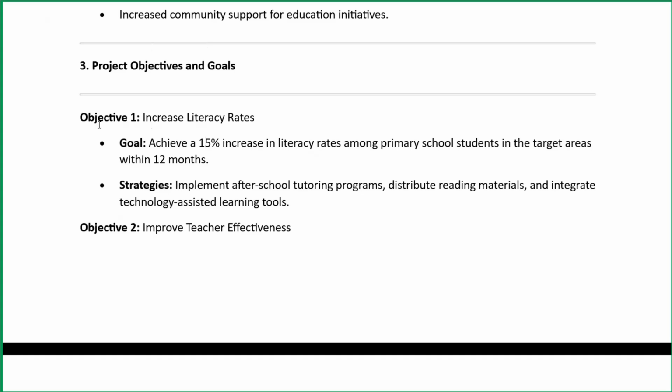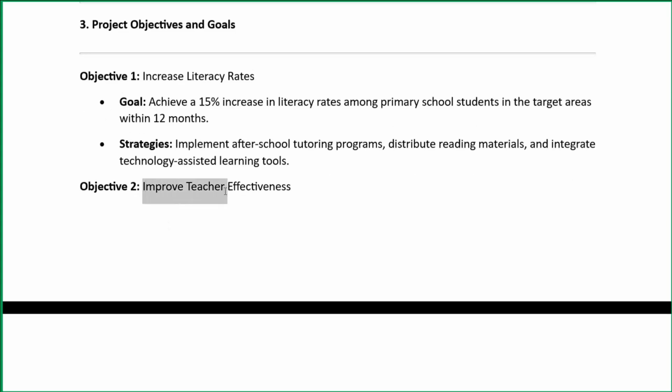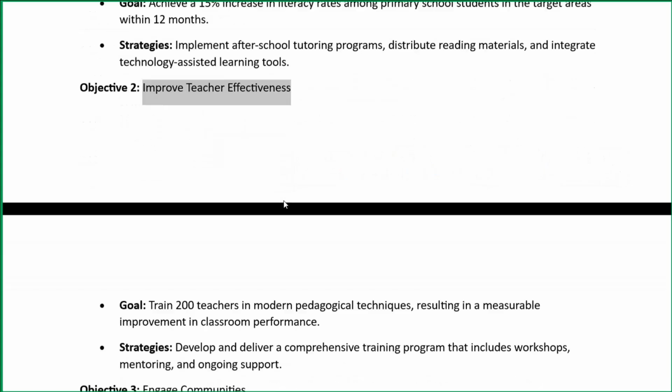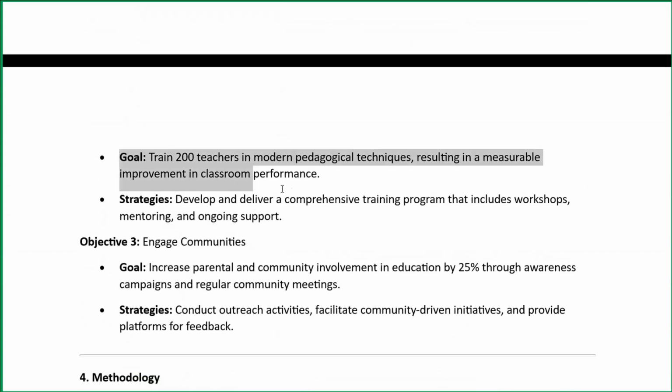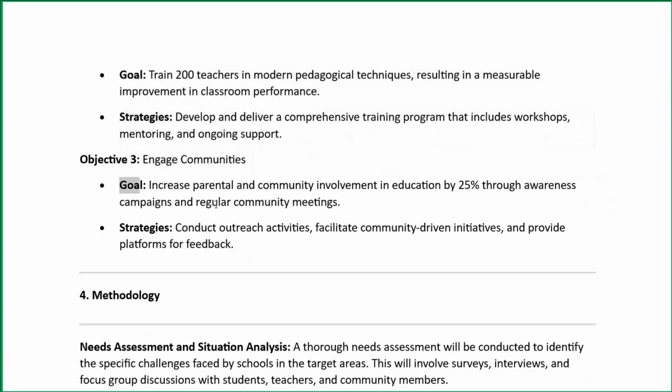So here I have developed my objective one. The goal is to achieve a 15% increase in literacy rates. What are the activities? Implement after-school tutoring programs to improve literacy rate, distribute reading materials, and integrate technology-assisted learning tools. This is basically the objective one goal and strategy. Then for objective two, which was improve teacher effectiveness through training programs, here you can see the goal and the strategies. For objective 3, to engage communities, this is the goal and strategy.